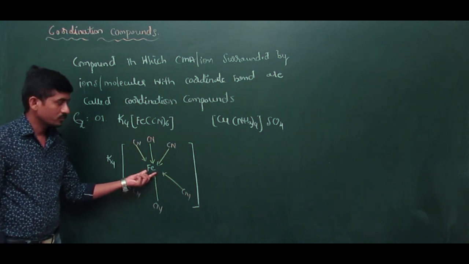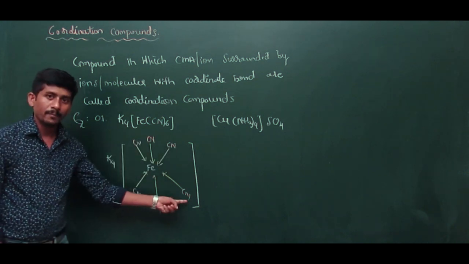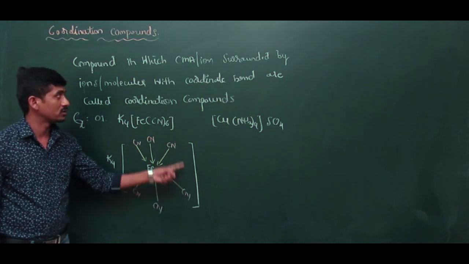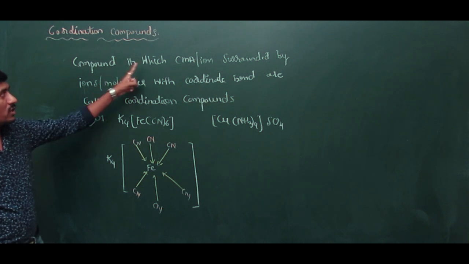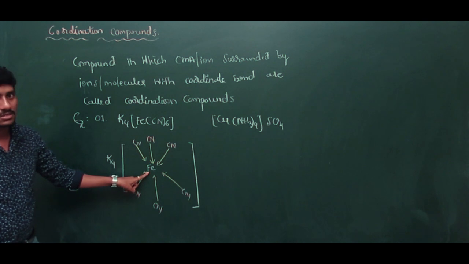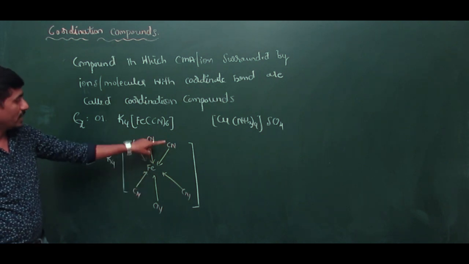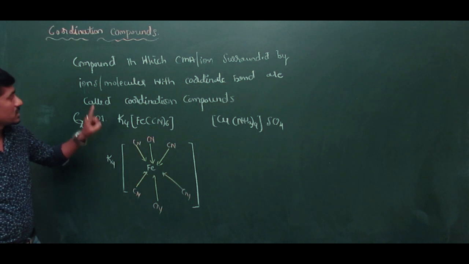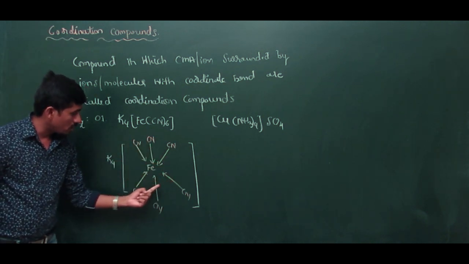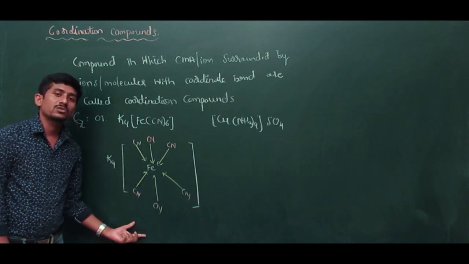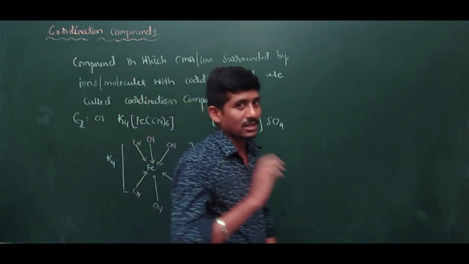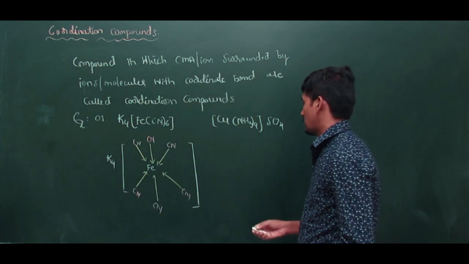Central metal atom which is surrounded by ions. The ion is cyanide, CN minus ions. What is the definition? Compound in which central metal atom or ion, in this case central metal ion, is surrounded by 6 ions through the coordinate bond, and this compound is called a coordination compound. Let's take a second example, ammonium sulfate.